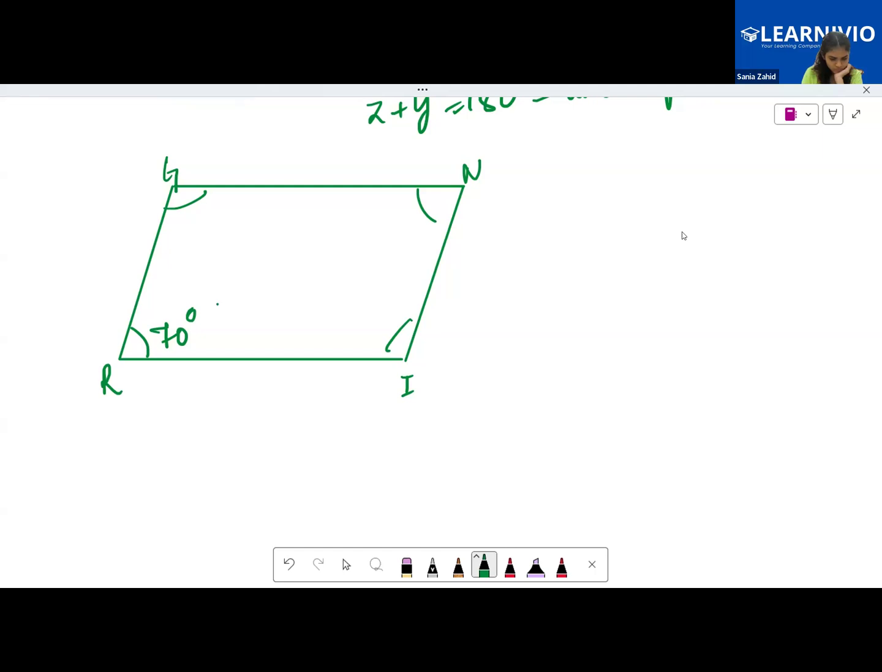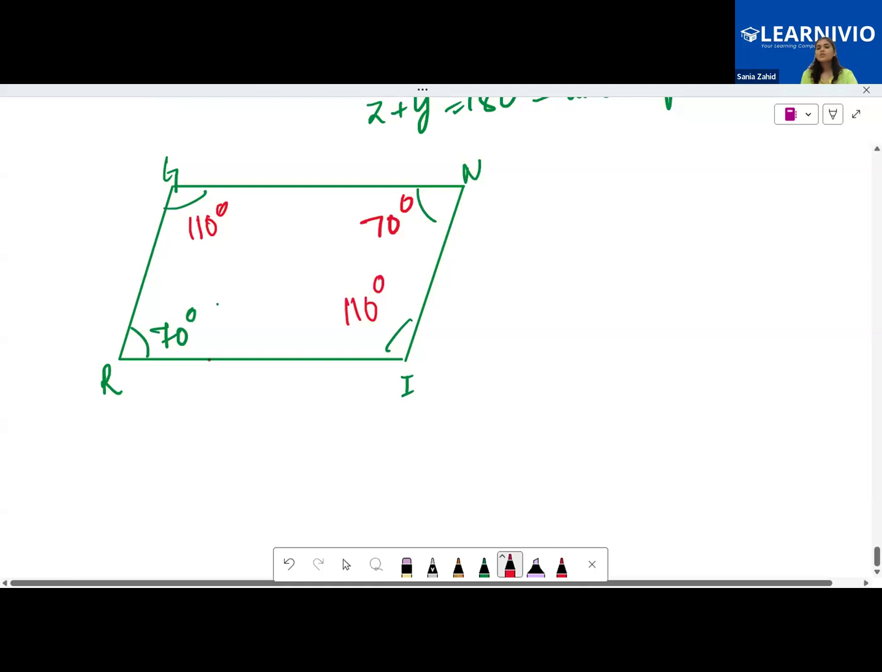Done, ma'am. Okay, tell me the answers. Ma'am, angle N is equal to 70 degrees because opposite angles are equal. Then angle G plus 70 equals 180 degrees, and G equals 180 minus 70, so G is equal to 110 because adjacent angles are supplementary. And angle I is 110 because opposite angles are equal. Okay, very nice.